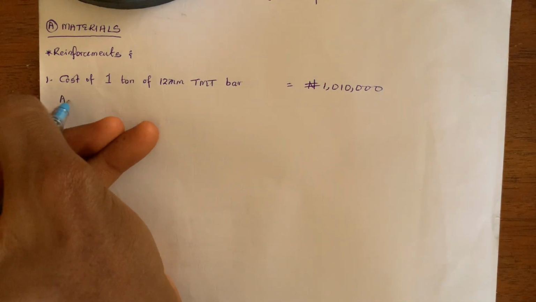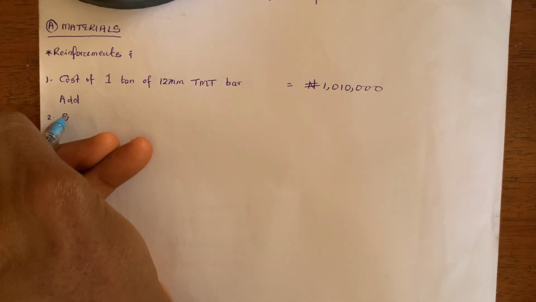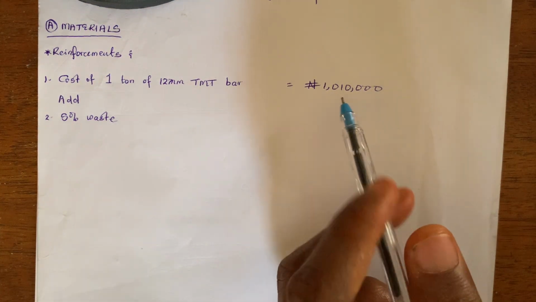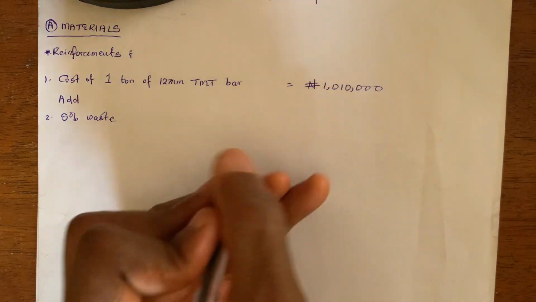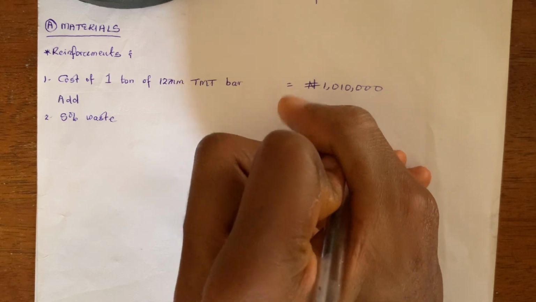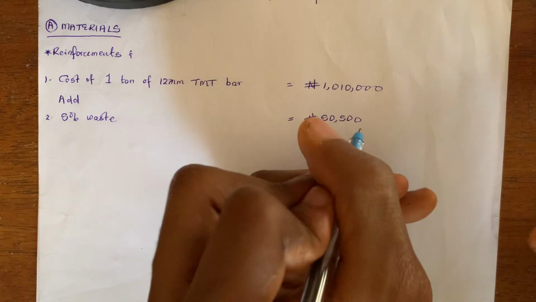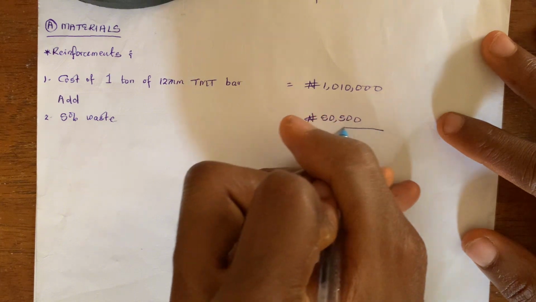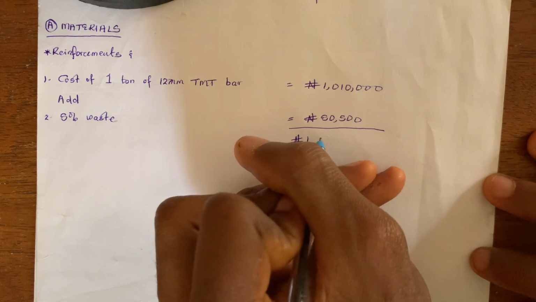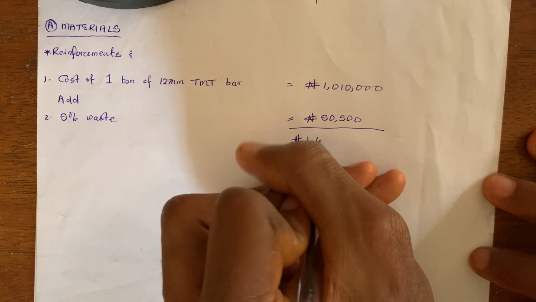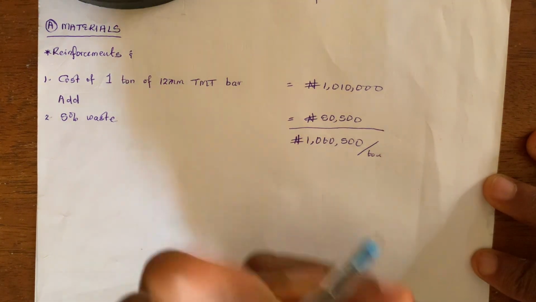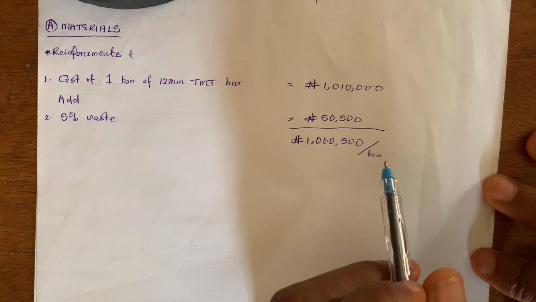We'll now add 5% waste. 5% of 1,010,000 naira is equal to 50,500 naira. When you add the two of them together, we are going to have 1,060,500. So this will be the cost per ton for the reinforcement.